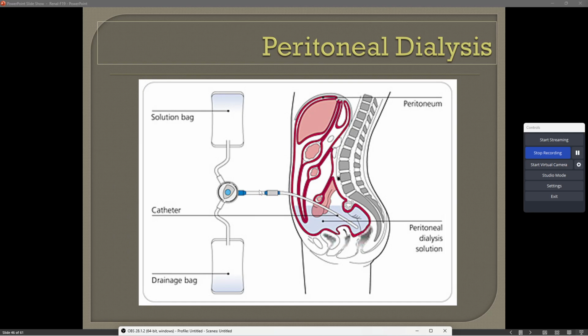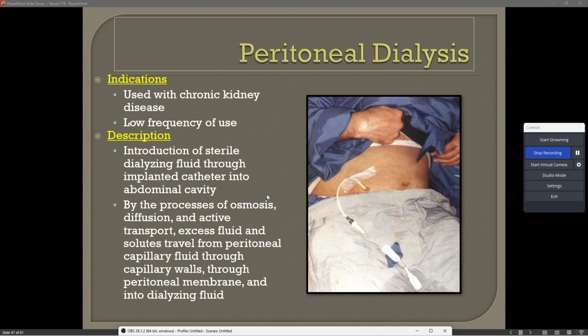We typically do this about every 4 hours. In some instances, you will see patients requiring Q 1 hour, Q 80 minutes, Q 90 minutes. It just depends on how sick they really are. So, who do we use it with? CKD. There's exactly what it looks like right there. Okay. Very low frequency of use.